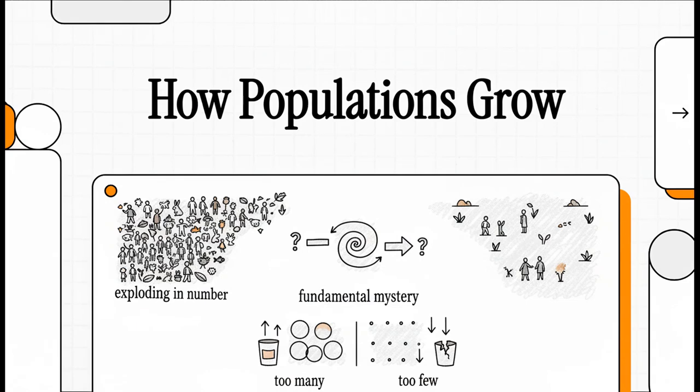Have you ever wondered why some animal or plant populations just seem to explode out of nowhere, while others just fade away? It's one of the biggest puzzles in nature. Well, today, we're going to dig into that story of too many and too few.